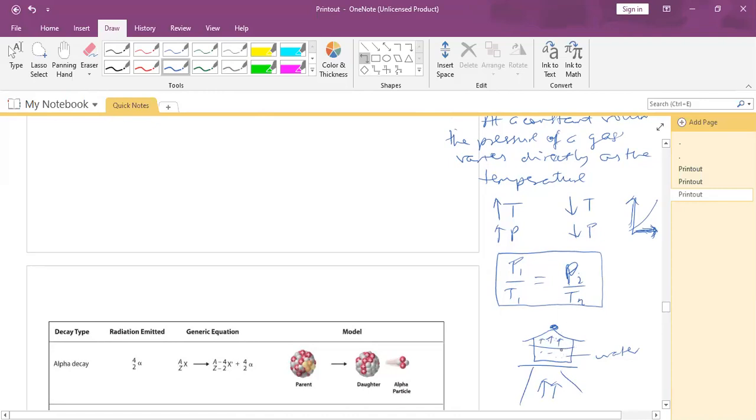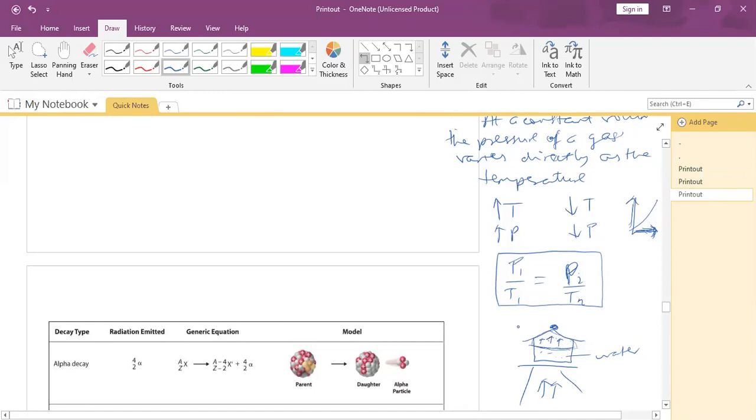So the lid, we see it being pushed up as you boil the water. The pressure is increasing. You've maintained the volume, this constant volume here. The gas here is constant. So that is an example of Gay-Lussac's law.